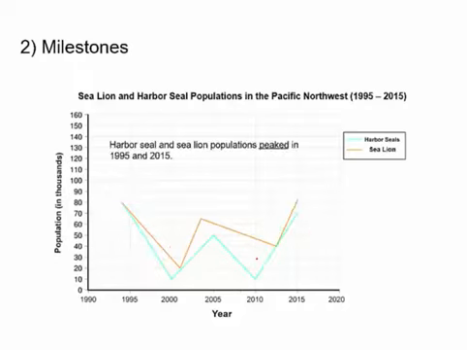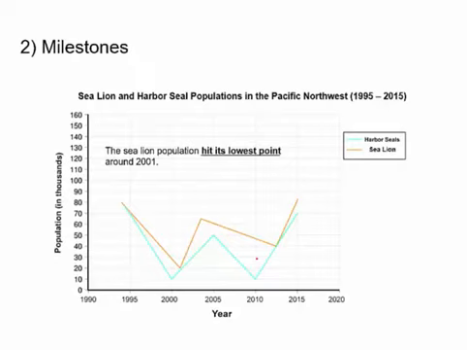Okay, so some sample language here. Harbor seal and sea lion populations peaked in 1995 and 2015. Okay, so the peak is the highest point, right? We could also report about how the sea lion population in particular hit its lowest point around 2001. Okay, again, these peaks and valleys or low points are significant information that you should pull out and report about on many of the visuals you see. Okay, so second category here, milestones. Again, look down below. You can see some more language to help you report about the milestones you see in the visuals you're looking at.